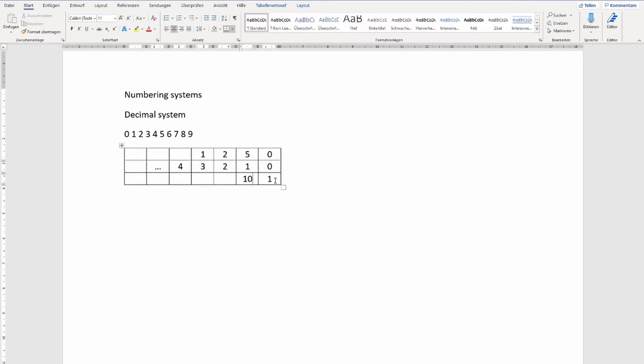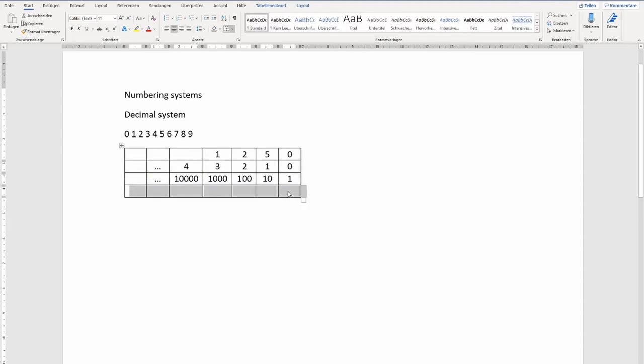How much worth is a digit at this position? It's 100. Ooh. And guess what? Here it's 1000. And here it's 10,000. Every time times 10. That's how much is a digit at this position worth.